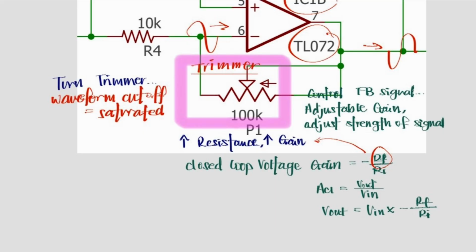The trimmer is being used as a feedback resistor in the inverting amplifier configuration because it can be used to adjust the gain to not saturate the output voltage. The formula of the closed loop voltage gain is the negative of the feedback resistor over the input resistor, showing that the feedback resistor has a direct relationship to the gain, meaning the higher the resistance of the trimmer, the higher the gain, making the gain adjustable as well as the strength of the signal. The trimmer being put at the inverting terminal makes the signal mode more stable and has a better frequency response and also reduces distortion.